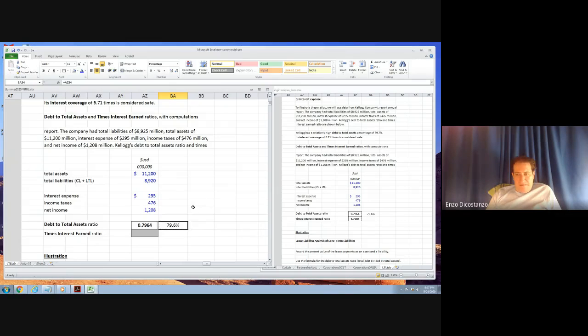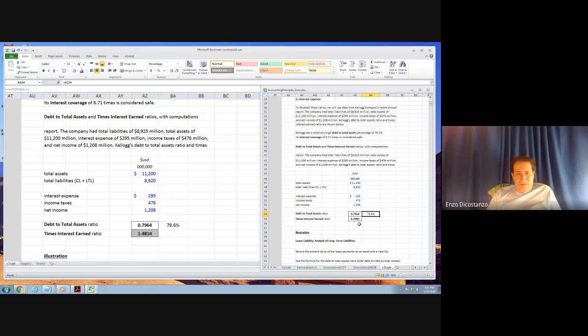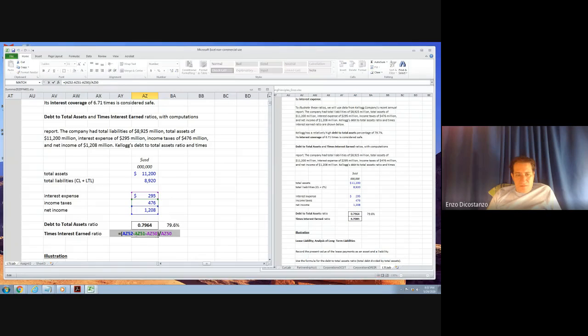All right, that's that. And this is usually times. So this is going to be this minus taxes minus interest, divided by interest expense. Did I get that right? Oh, pardon. We have to add these back. Yeah, these are all add backs. I subtracted them. There they go.